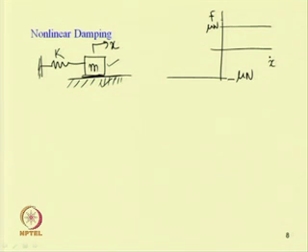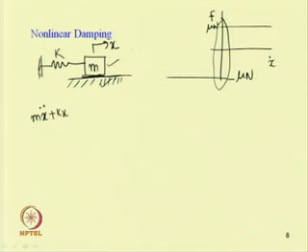One can note that when the velocity changes sign, the force changes from minus mu n to plus mu n. There is a jump between minus mu n and plus mu n, and hence the system is no longer linear. So it is a nonlinear damping case. This equation can be simply written as m x double dot plus k x.